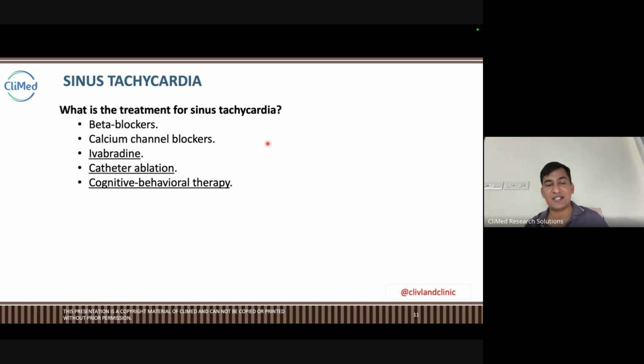And then ivabradine is there. Ivabradine is a new age drug which is used in cardiac conditions to reduce the heart rate. And then calcium channel blockers also. And if any surgical intervention is needed, we go for catheter ablation, and cognitive behavioral therapy if you are stressed out, right? So there are multiple things that can be used for treatment or management of sinus tachycardia.